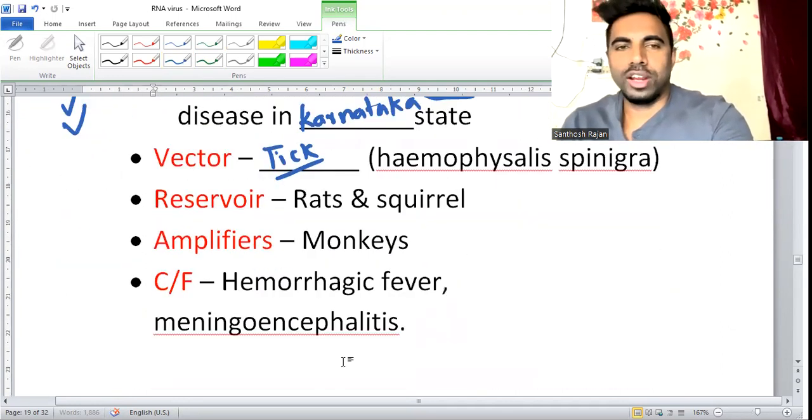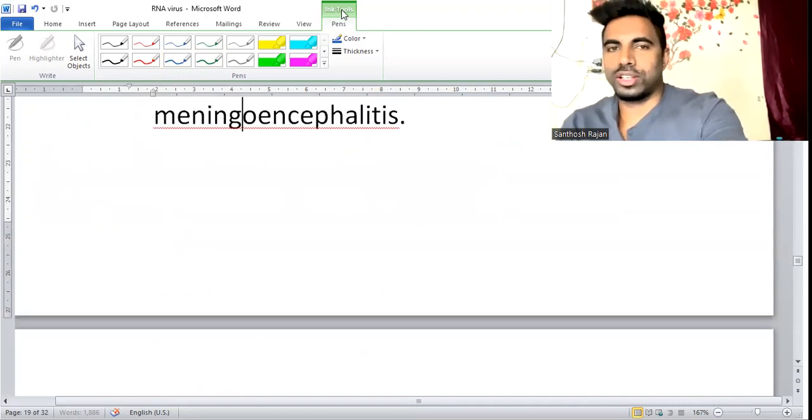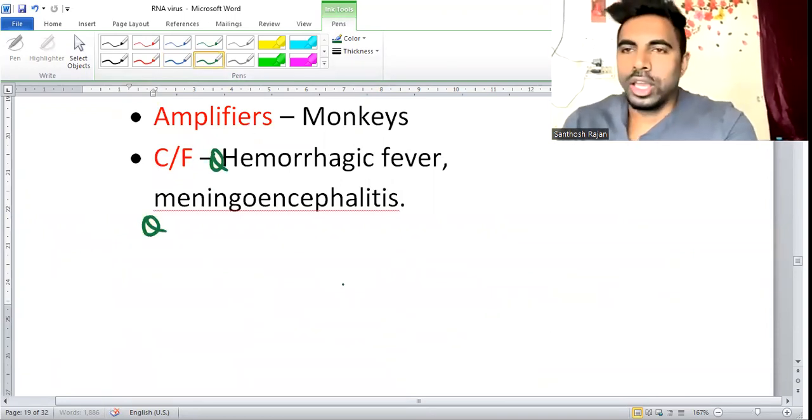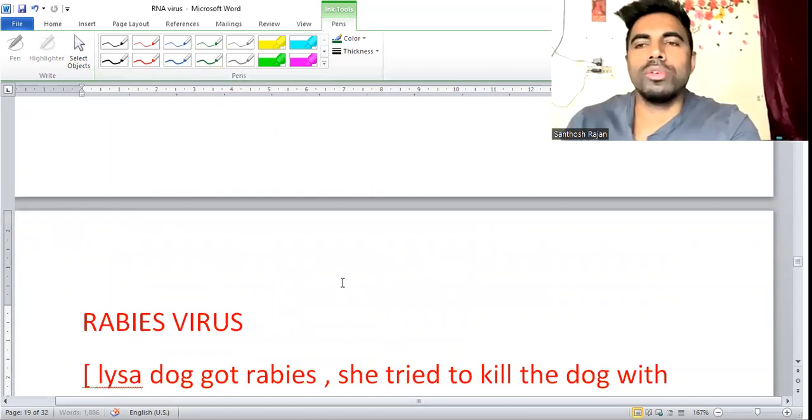Okay, hemorrhagic fever and meningoencephalitis. Both are common with Kyasanur Forest disease. You have hemorrhagic fever and also meningoencephalitis. That's it. So these are the most common arboviruses we have spoken about.